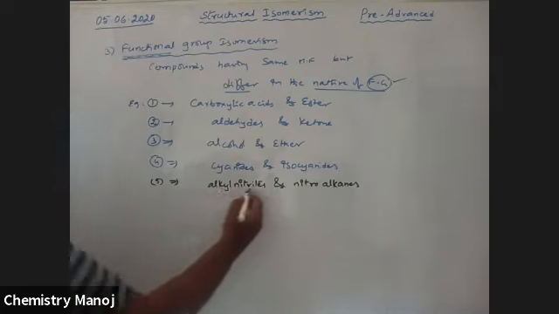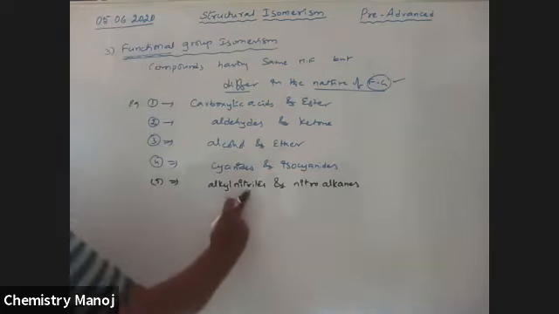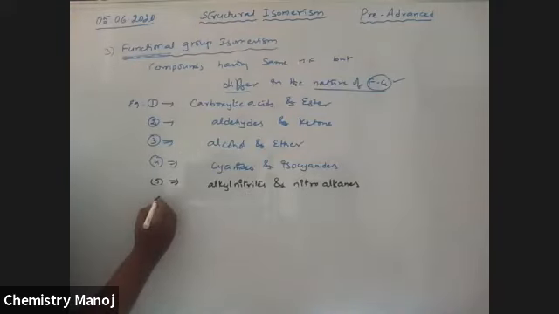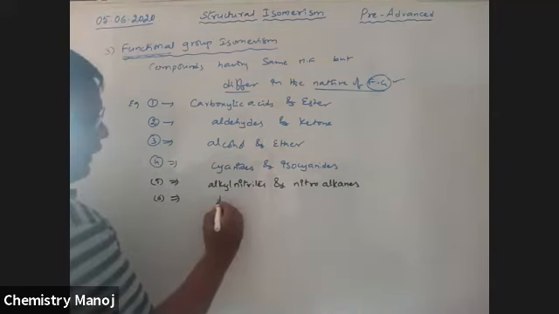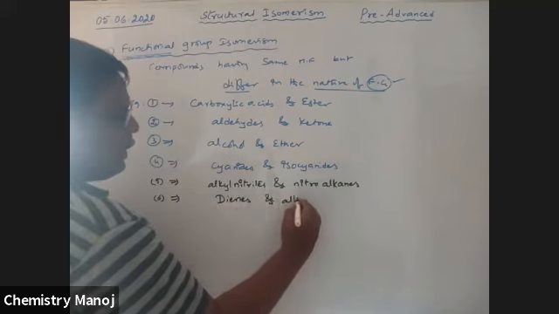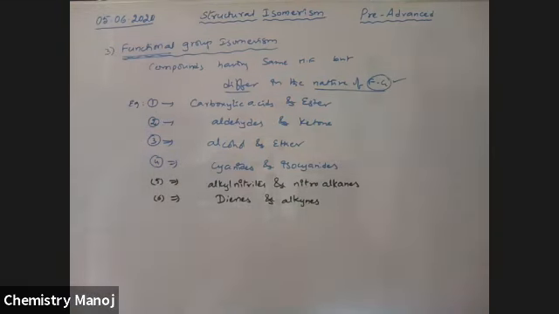Next one, alkyl nitrites and nitroalkanes are the functional isomers. So this class is changed to this one. Next one, sixth one, that is dienes and alkynes. Dienes and alkynes are functional isomers.